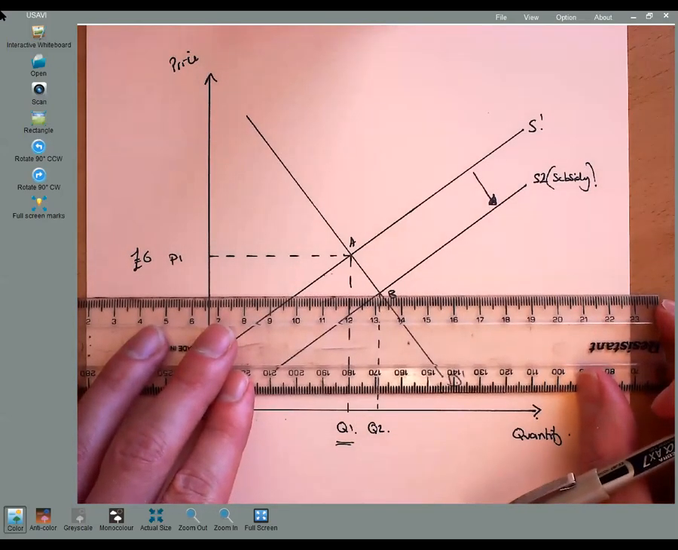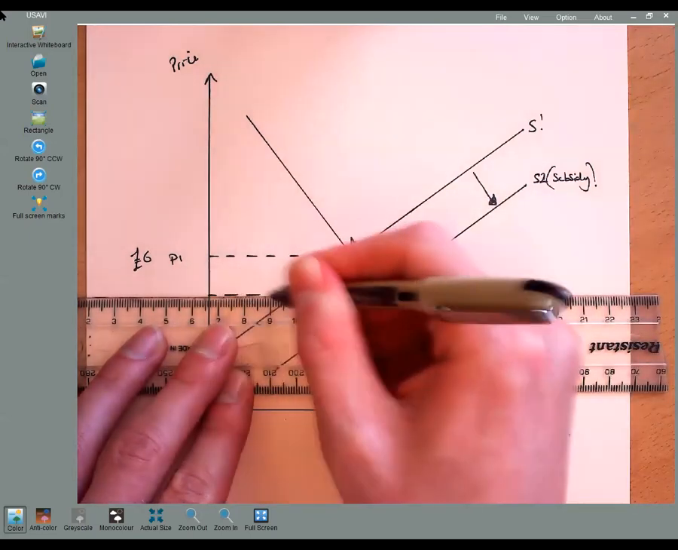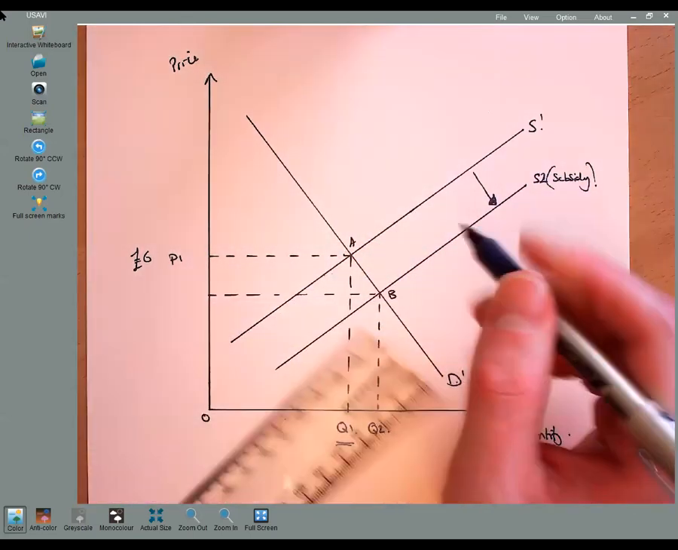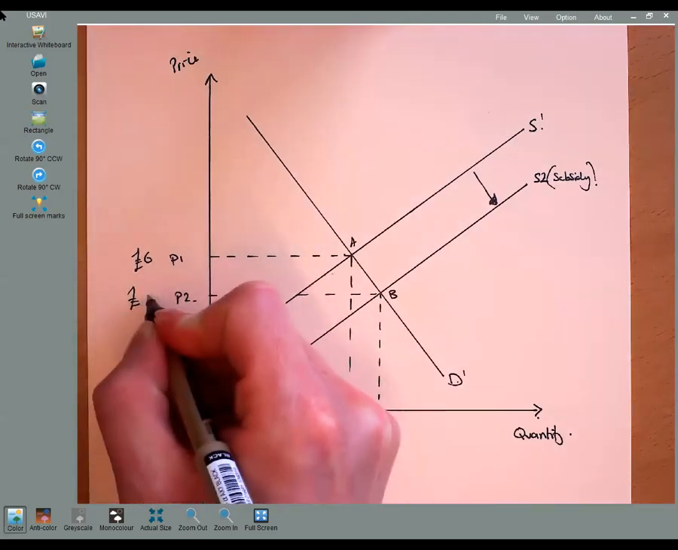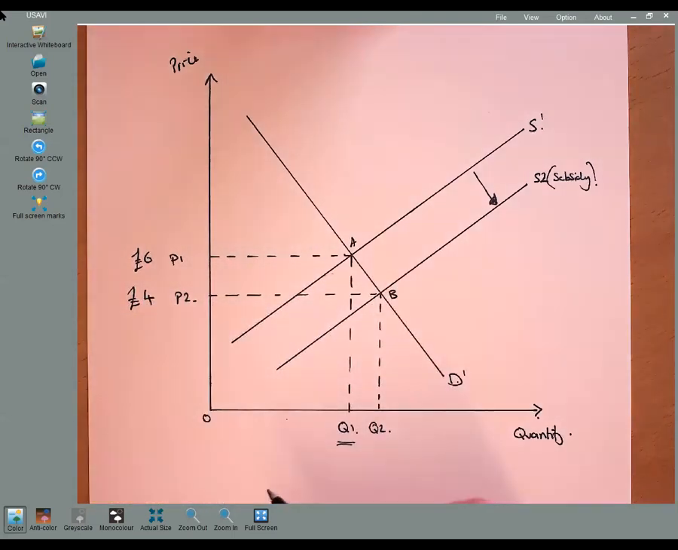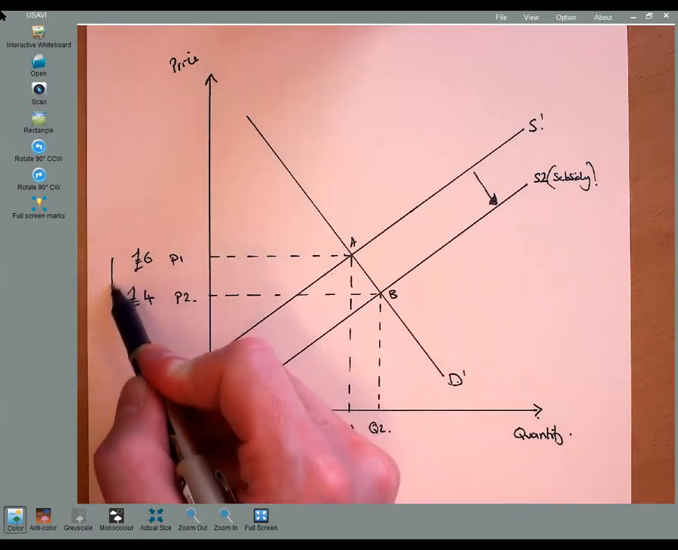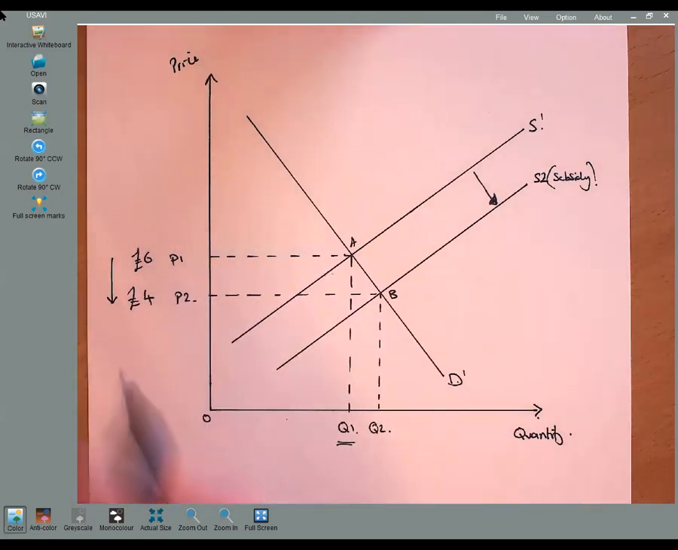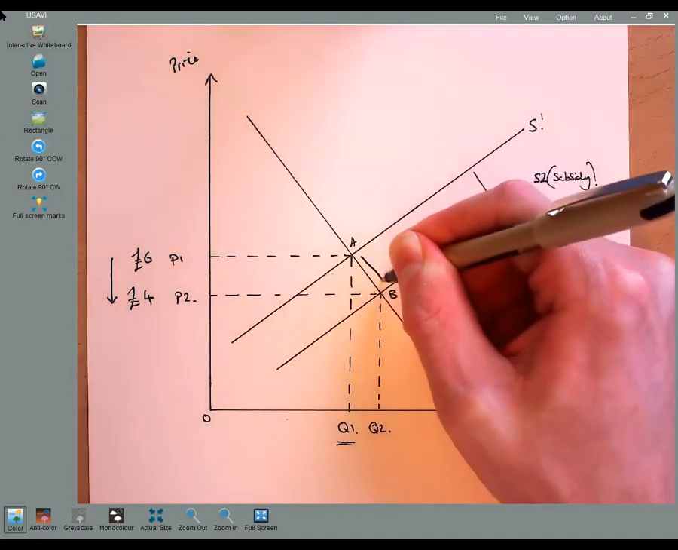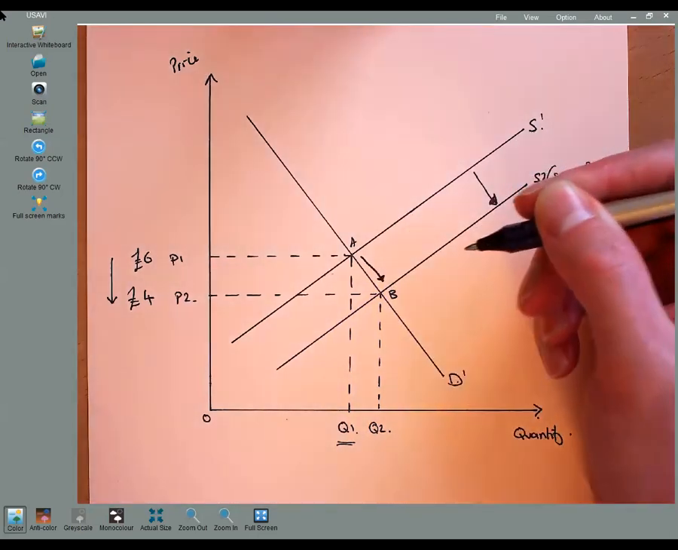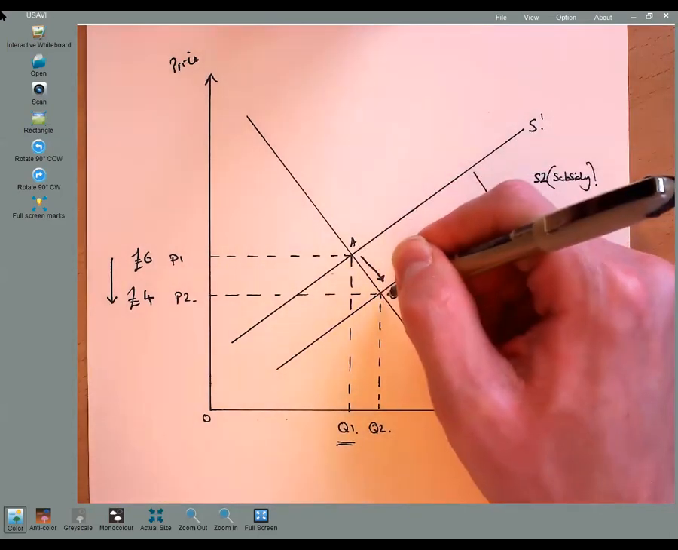and my new equilibrium price of P2. Now we'll say this has brought it down to £4. So the subsidy has made the good cheaper for the consumer to purchase. And we get that extension along the demand curve from point A down to point B.